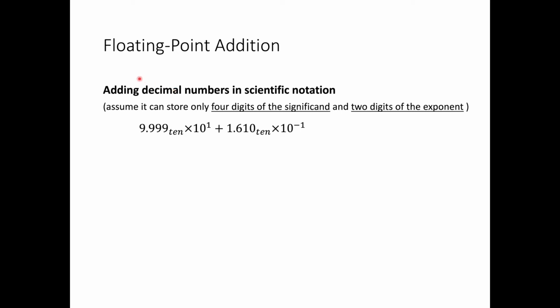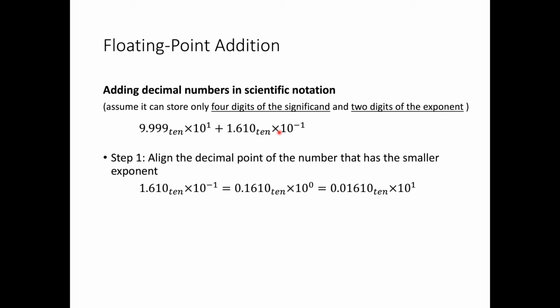Next, I'm going to talk about floating point addition. So let's first talk about decimal number addition. Let's try to add those two numbers in scientific notation. We assume that it can store only 4 digits of the significand and 2 digits of the exponent. So the first step is we should align the decimal points of the number that has the smaller exponent. In this case, the second number has a smaller exponent. So the second exponent is smaller than the first exponent.